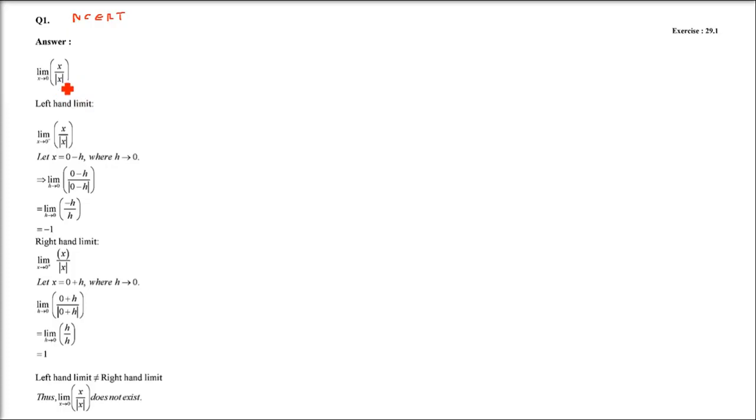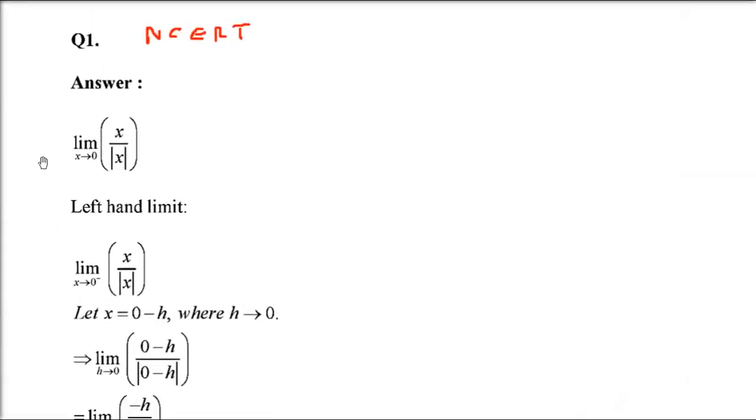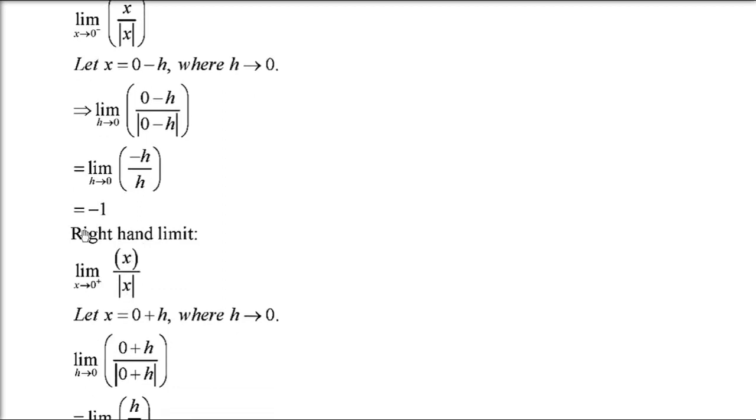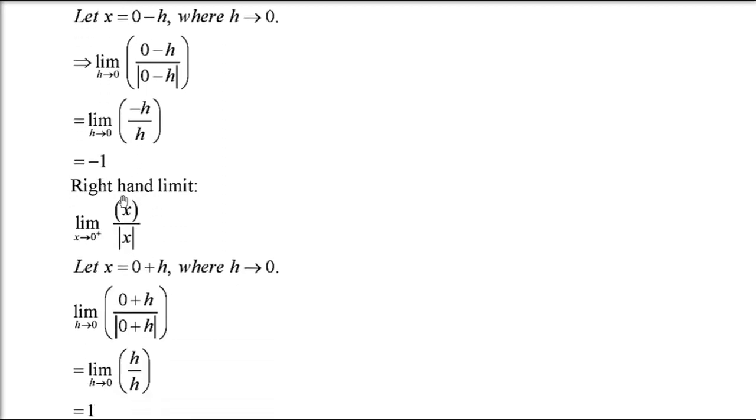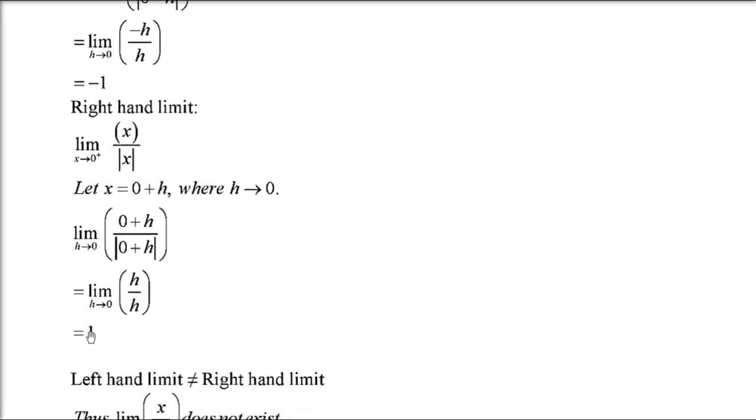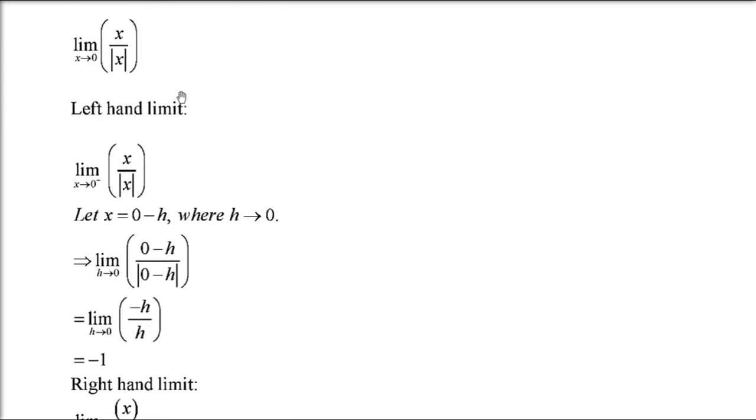Here we have a function. We have to show that this function does not have a limit. So let me tell you, this is limit x tends to 0, x by mod x, absolute value of x. What we will do is try to find the left hand limit and right hand limit, and if the left hand and right hand limits are not the same, that means the limit does not exist.